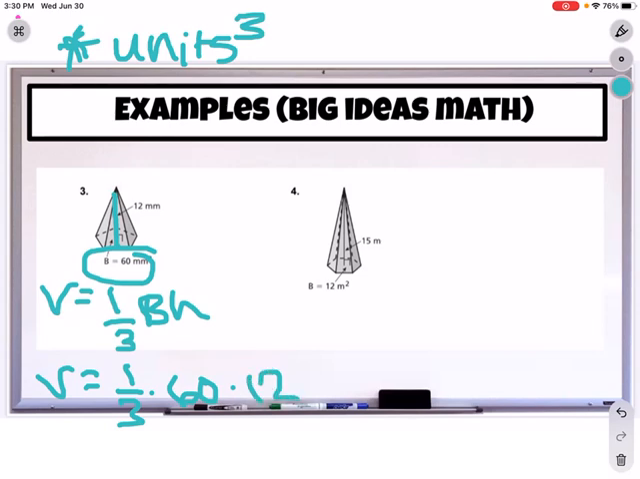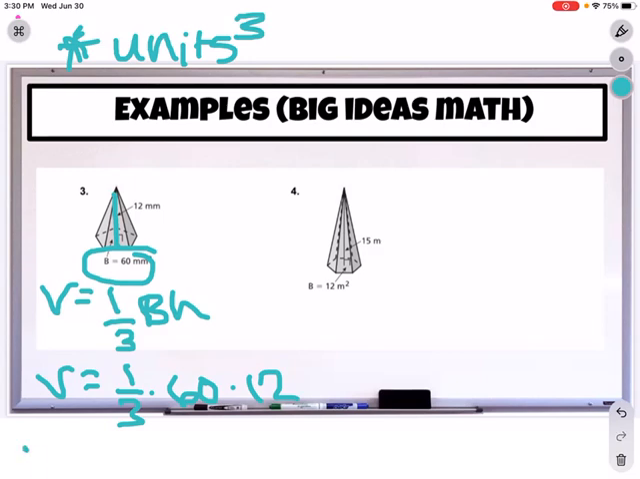So if you do this in the calculator, it would be 1/3 times 60 times 12. But if you do not have a calculator that takes fractions, then you would do 60 times 12, or 12 times 60, however you like it, divided by 3. So take a moment and do that in your calculator right now. You can pause the video if you choose. I'm going to type in my calculator 60 times 12 divided by 3 because my calculator does not take fractions.